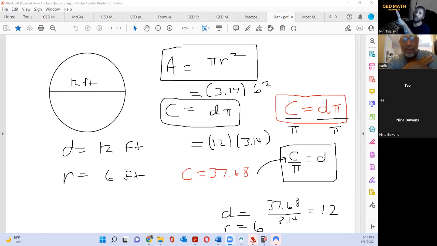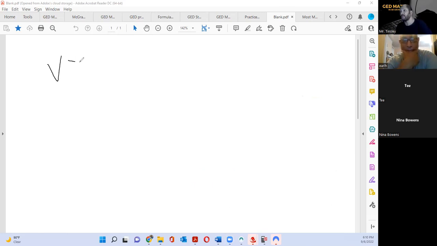Good question. Let me clear it out. So volume equals pi r squared h. Does anybody know what this is the formula for? Volume of what? What shape? It could be a cylinder. It's a cylinder.